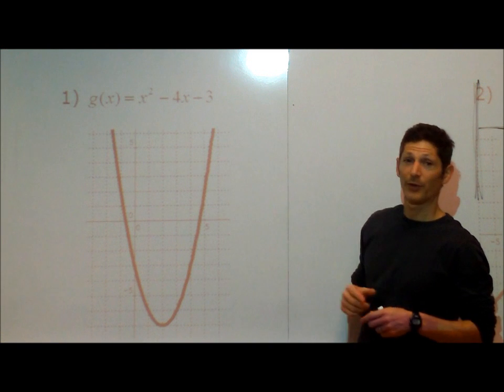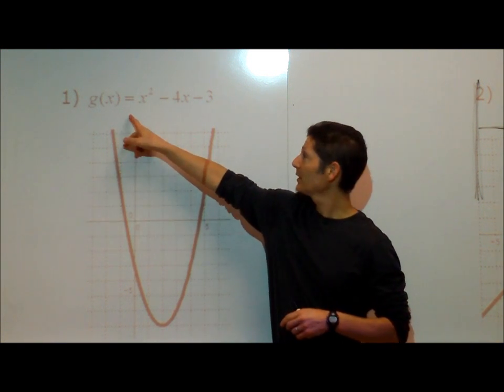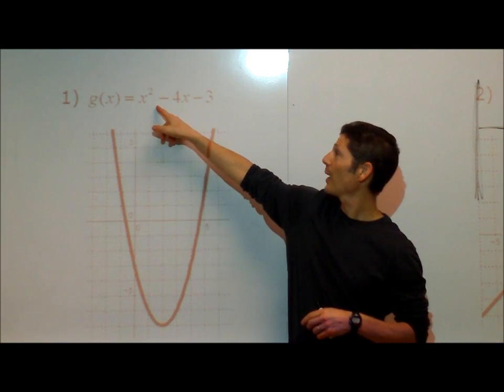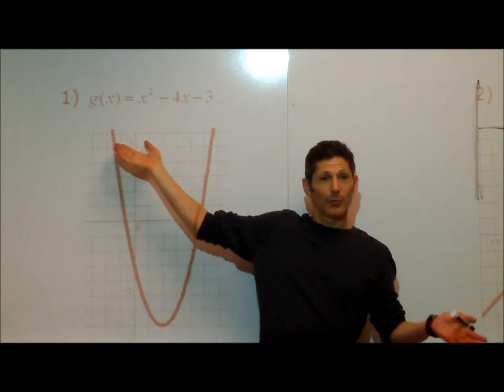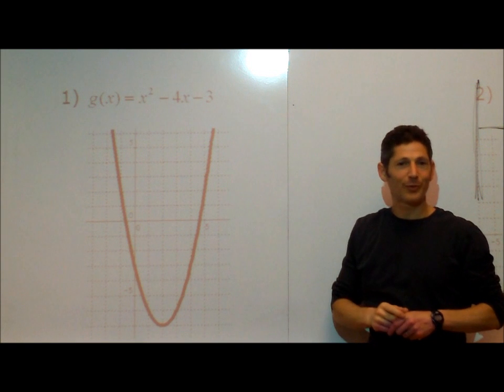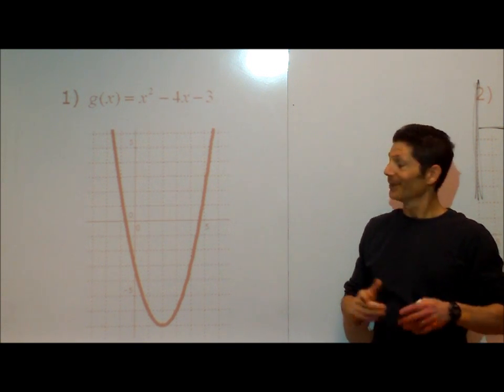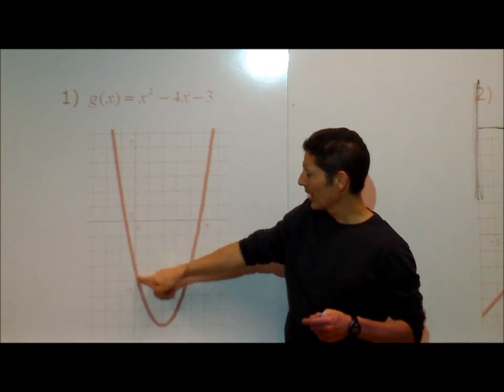So here is a function right here. Hopefully you can read this. It says g of x equals x squared minus 4x minus 3. And what do you think, Maddie? Is this a continuous function or not? I think it is. It sure looks like it's continuous.